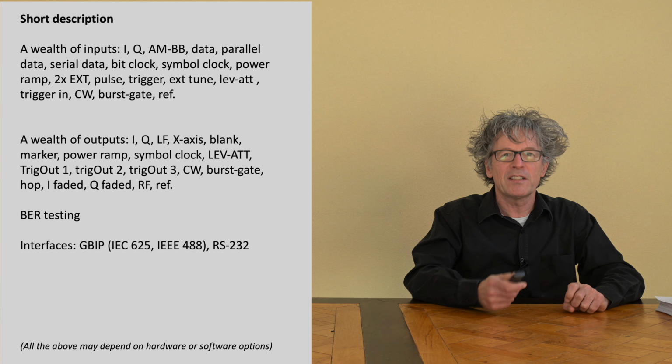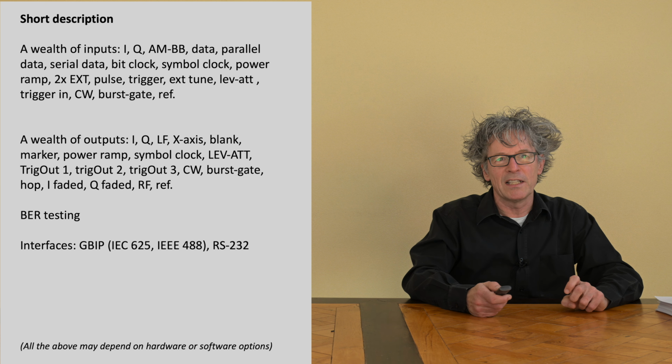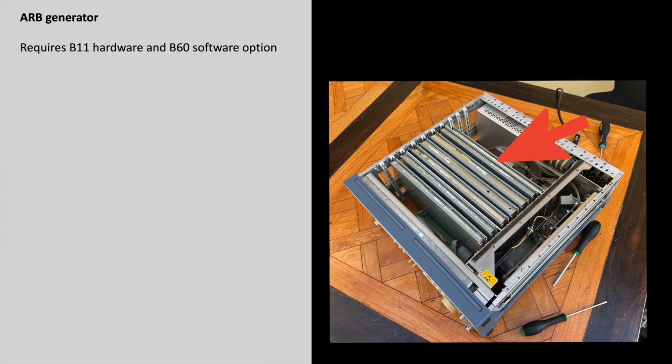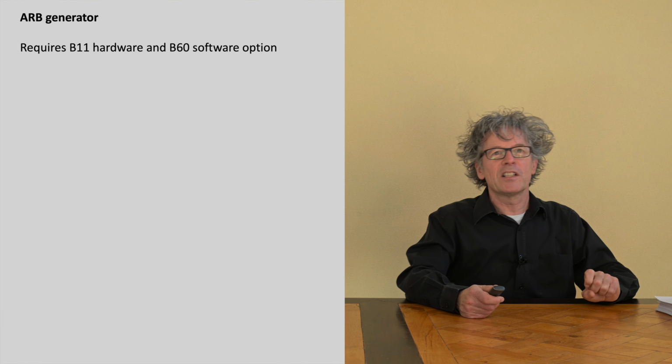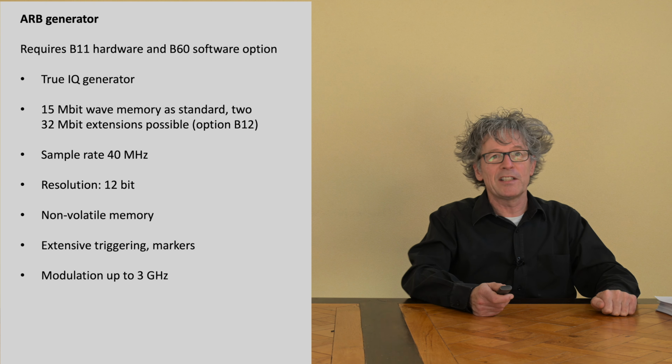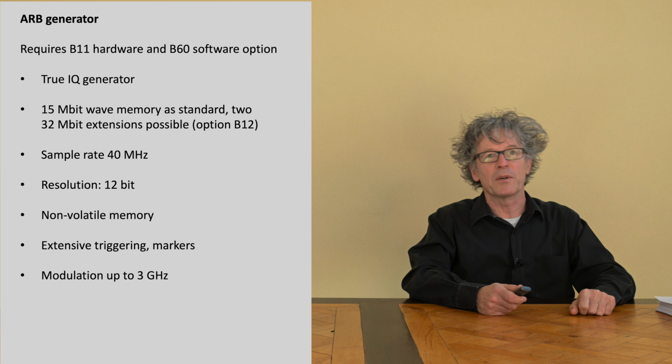And there's interfaces. We've got the GPIB interface, and we also have a serial interface. Now, focusing on the arbitrary generator, a lot of the things already shown depend on the software options and the hardware options that you have in the machine. If you want to do the arbitrary generator, you need the B11 hardware for the device and the B60 software option. What you're getting there is a true IQ generator, and that really sets it apart from many arbitrary devices on the market.